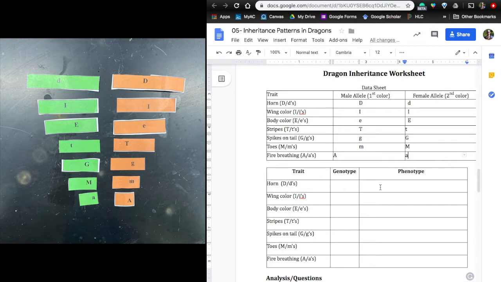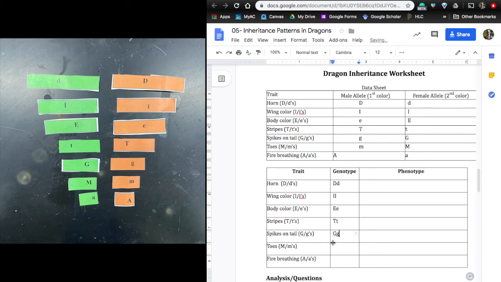So the genotype is the two different alleles that you have for a particular trait that decides what you're going to look like. So in this case, my genotype for the horn gene is I've got a big D and a little d. We call that heterozygous. Hetero means different. For wing color, I have two big I's, so that's homozygous dominant. Body color, I've got big E, little e. Again, we usually write the big E's first. That's the convention. It doesn't really matter that much, but that's just how it's done.